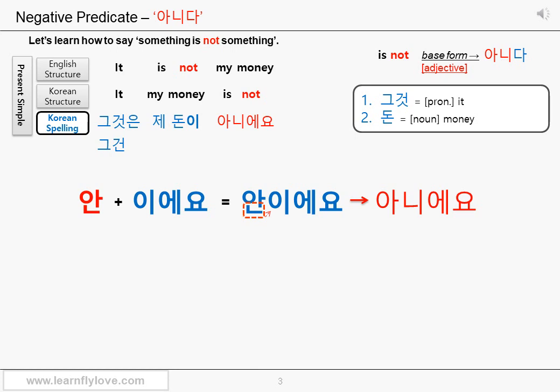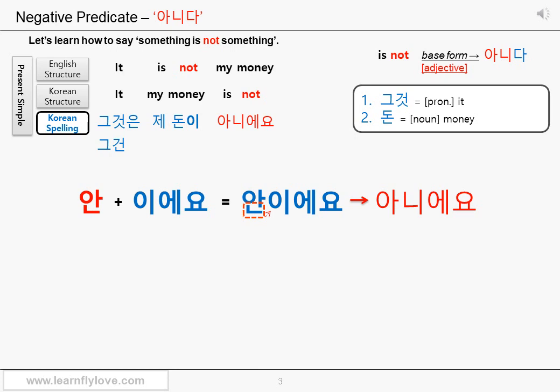Why the subject particle 이 is added to the complement 제 돈. You can simply think it's another usage of the subject particle 이/가. In other words, the particle 이 or 가 can be a complement particle as well. But unfortunately, this rule doesn't apply to 이다, 이에요, 예요 because 이다 is special.